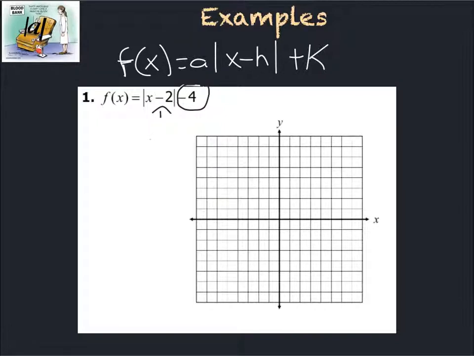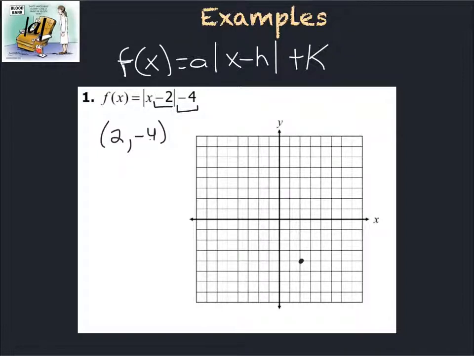So if we look at this problem here, what would our vertex be? Well, the number inside the absolute value bar is negative 2, but remember h is going to be opposite, so it won't be negative 2, it would actually be positive 2. And then k is negative 4, and that would just make the y value of our vertex negative 4. So the vertex is going to be (2, negative 4). So we're going to plot that on this coordinate plane. (2, negative 4) is right here, and that's my vertex, that's my turning point. That's where my V forms.